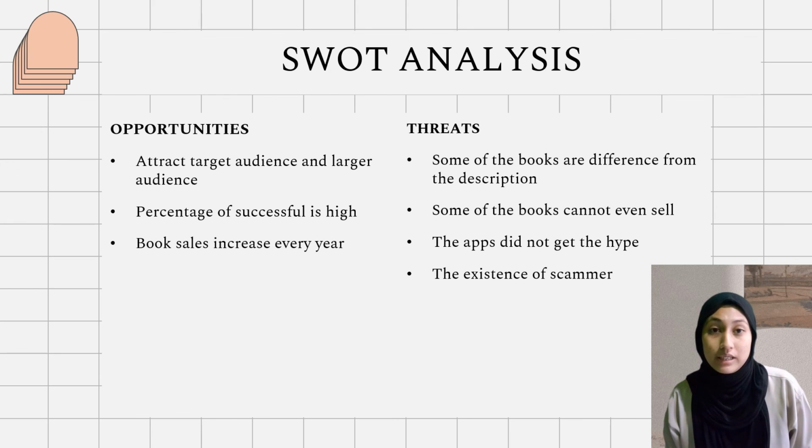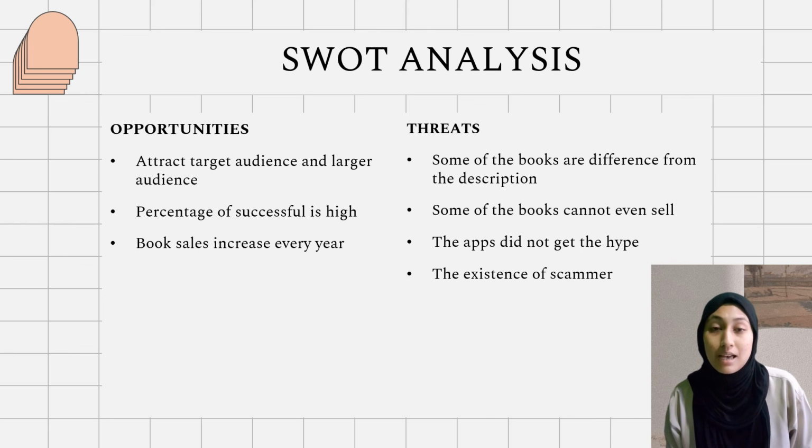Last but not least, our threats. Some of the books are different from the description. As we know, students need to post a picture of the goods but not in detail, so the buyer doesn't know the real condition of the books. At the same time, some of the books cannot even be sold. Since there are so many students selling books, some of the books are not able to be sold.